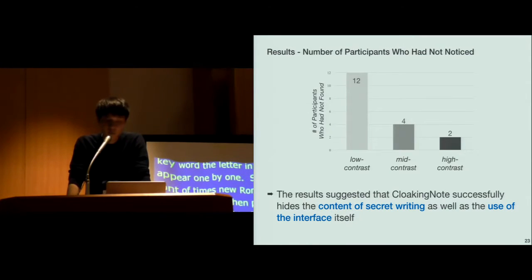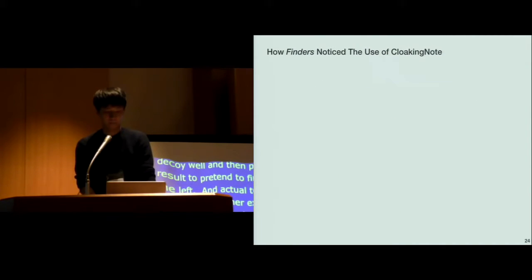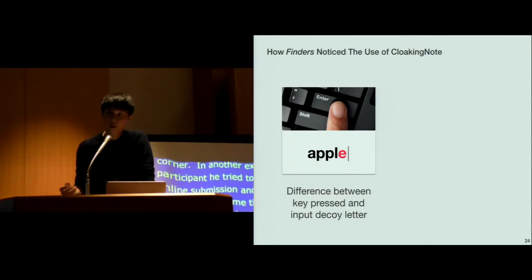He then wrote the real text on the left. After designing CloakingNote, we conducted a subtlety test. In the subtlety test, we vary the contrast of the real text because human visual search performance is highly related to the object background contrast ratio.